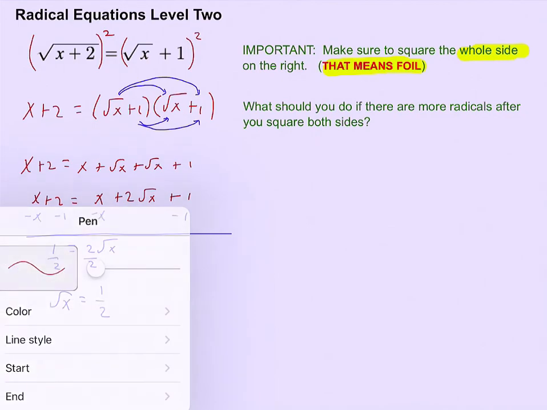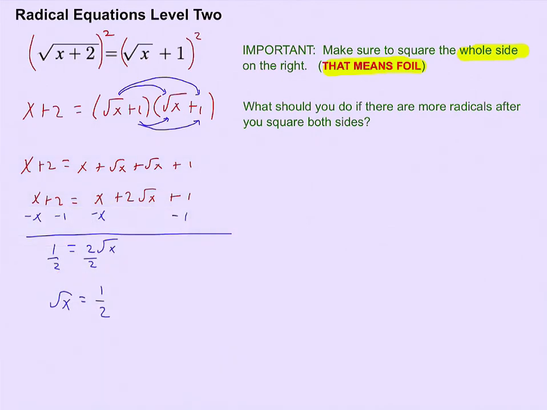And now we're back at the square both sides step again. And this time, a lot less going on. It's a lot easier to do. Square the square root. And 1/2 squared. Keep in mind that when you square a fraction, you are remembering to square both the numerator and the denominator. 1/2 squared is 1/4. And that's our solution. X is equal to 1/4.